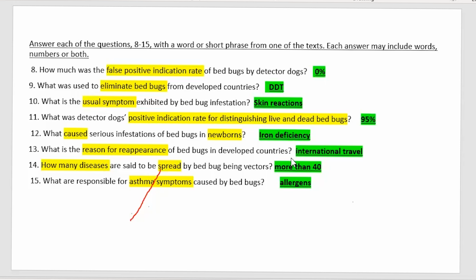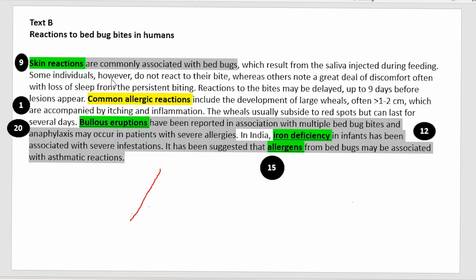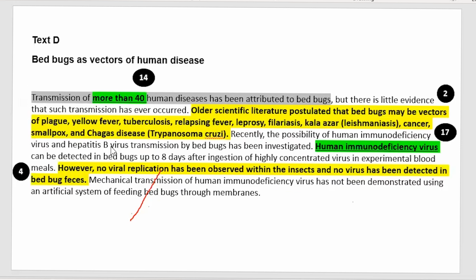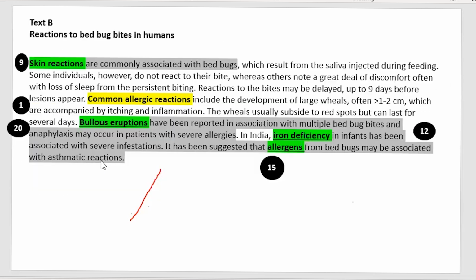You can find this answer in which text? Please look at the text headings which you have been given. You can find the answer in text B. Text B, reactions to bedbugs, bedbug bites in humans. What is the usual symptom exhibited by bedbug infestation? That is the question. The answer is from text B. It is told, skin reactions are commonly associated with bed bugs. So commonly, usual, this is the synonym which has been used. So the answer is skin reaction.